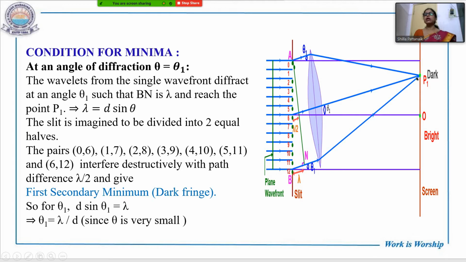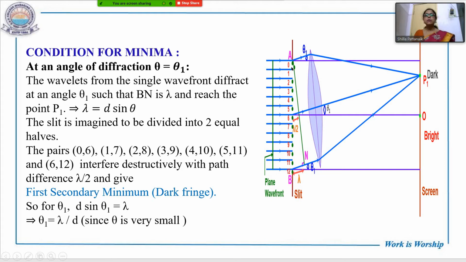Then at P1 what will you get? Let us discuss. Let us imagine the slit is divided into two equal parts. You can see the first equal part 0 to 6, second is 6 to 12. When a light wave originates from point 0 and another from point 6 and they reach P1, what is the path difference between them? Because the slit has been divided into two equal halves, total path difference is lambda, so it is lambda by 2. Very good. Lambda by 2. So for these light waves, what type of interference will take place here?